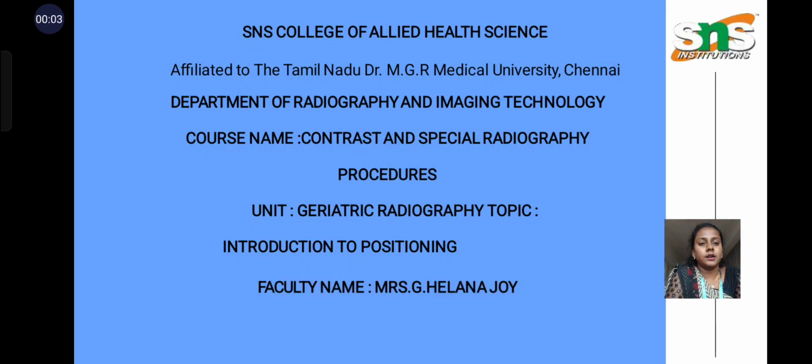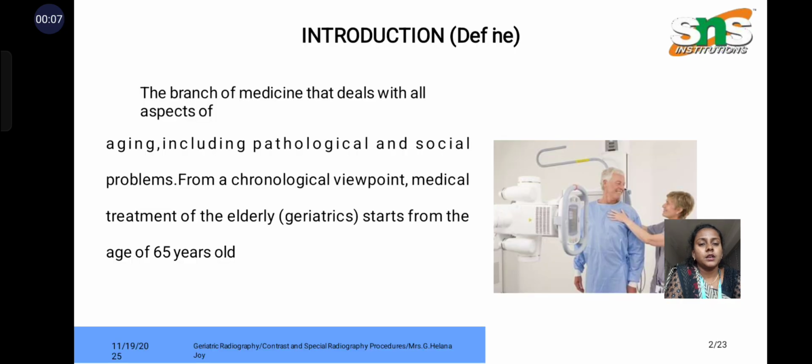So hi all, in this topic we are going to discuss geriatric radiography. Geriatric radiography is a branch of medicine which deals with all aspects of elderly patients according to their age, and also including their pathological and social problems. The chronological viewpoint and medical treatment for elderly patients starts from the age of 65 years.